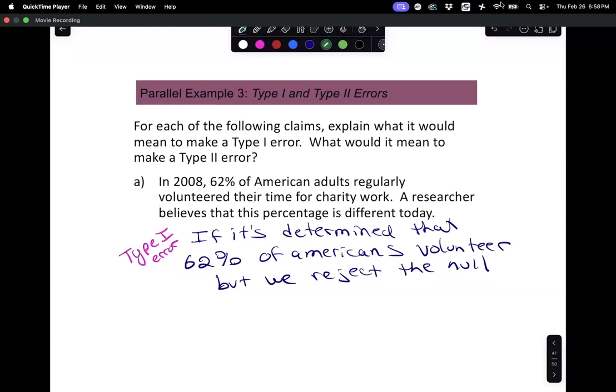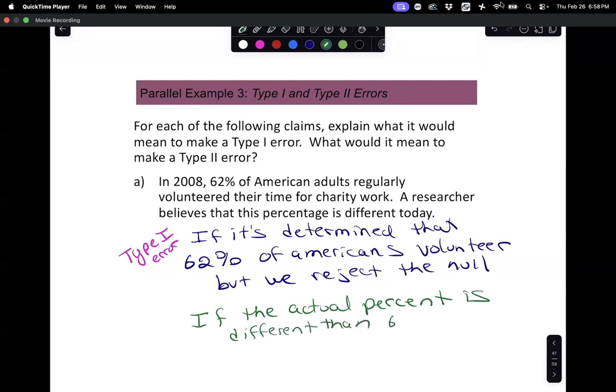And then the other one was fail to reject when we should. If it's determined that the actual percent is different than 62%, but we fail to reject, it's a type 2 error.